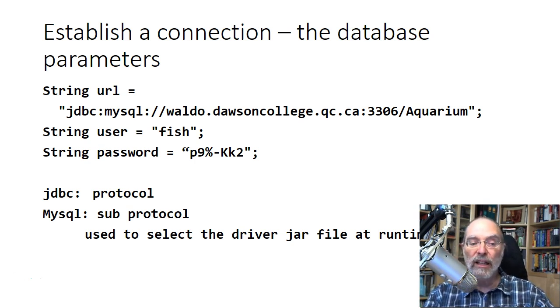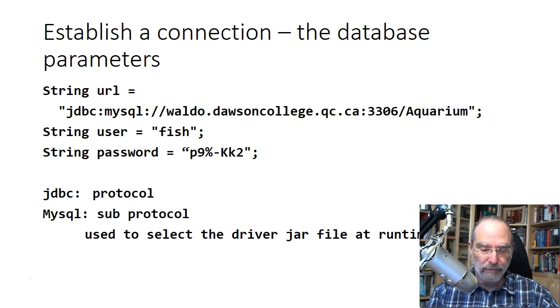So JDBC isn't the only protocol. The next piece that says MySQL, this tells us the specific database that we're going to be working with. This is critical because at runtime, your application will read this line of code and determine which JDBC driver it requires. In this case, it's going to require the MySQL driver. It then must be in the class path of your application. But of course, we don't worry about that because we have Maven taking care of that for us.